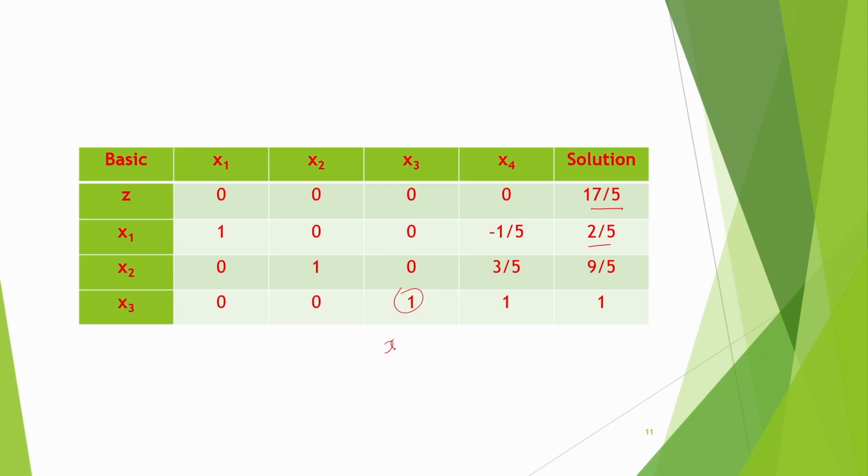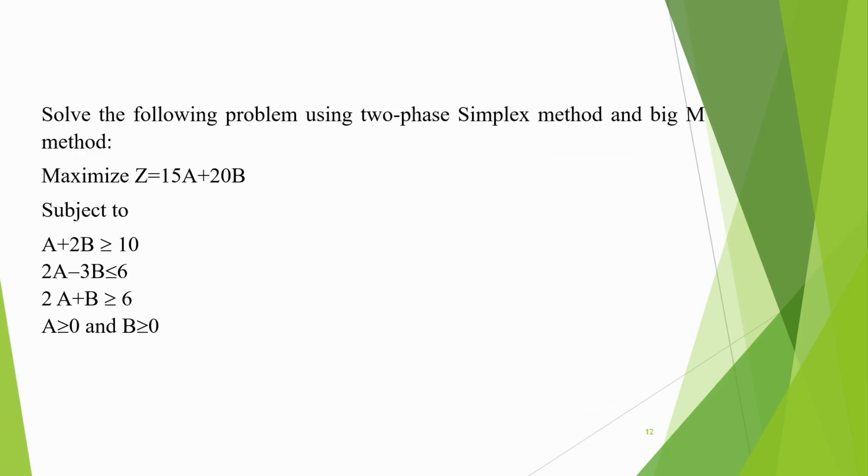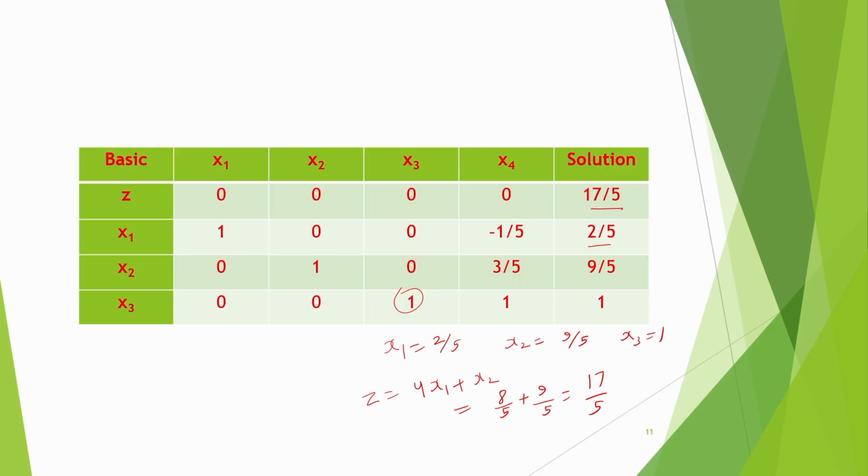So, you got solution x1 is equal to 2 by 5, x2 is equal to 9 by 5, x3 is equal to 1, and automatically you got z is equal to 17 by 5. Otherwise, you can check also z is equal to 4x1 plus x2. So, 8 by 5 plus 9 by 5 is equal to 17 by 5. That means we have not done any arithmetic mistake there. So, this is how this method works. This is called two-phase method.